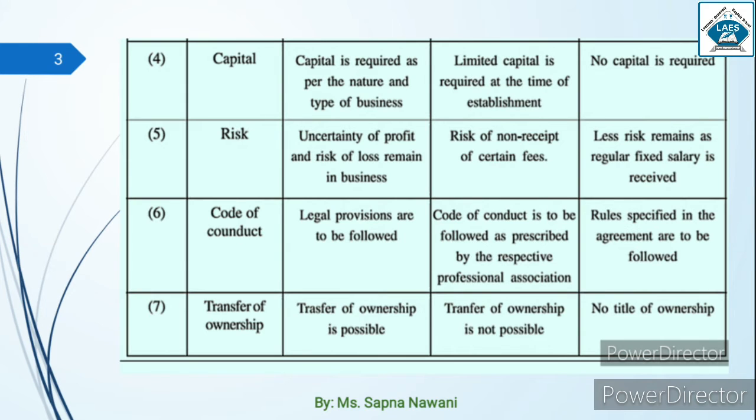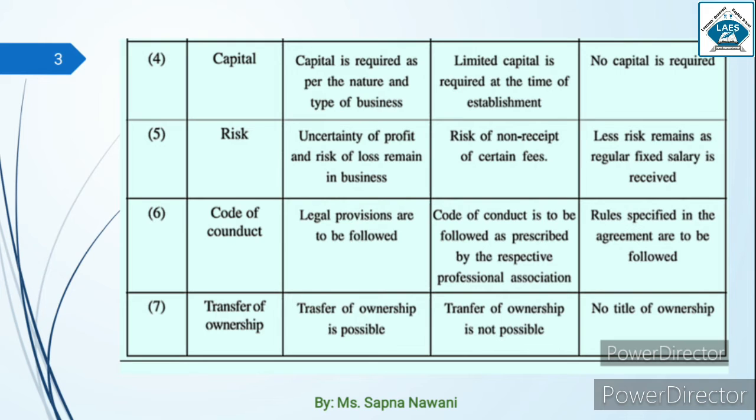Sixth point is code of conduct. In business, there are legal provisions that have to be followed by the business compulsorily. In profession, there is a particular professional association and everyone in that profession has to follow the rules and regulations of that association. In employment, employees have to follow the rules specified in their agreement or contract.